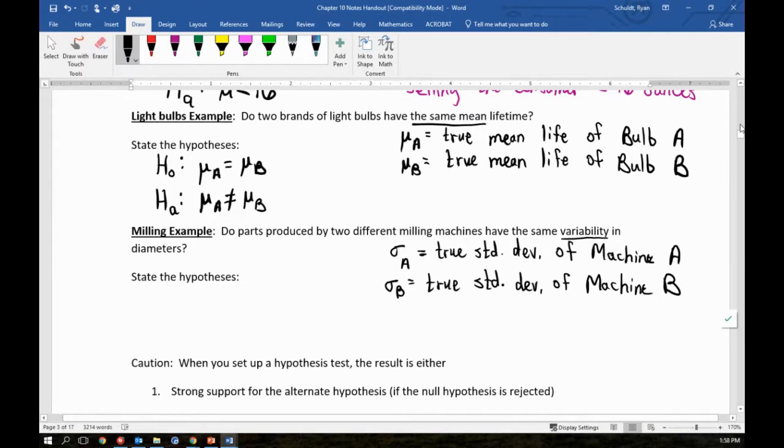So what am I interested in finding? What's the question asked me? Do they have the same? So what's the same mean? Equal, and which one deals with equal? The null. So I'm going to say sigma A equals sigma B. Then what would my alternative be? Sigma A does not equal sigma B. Yes.